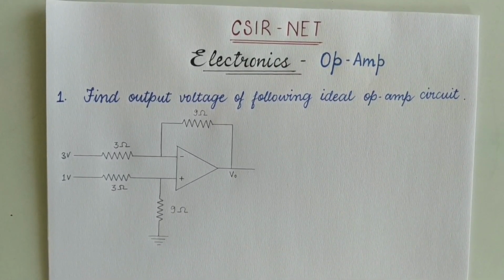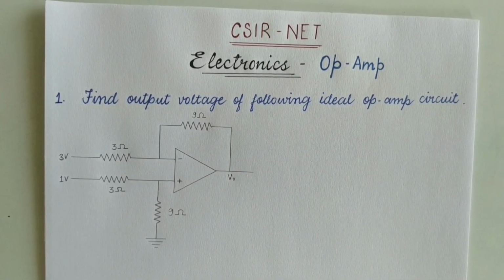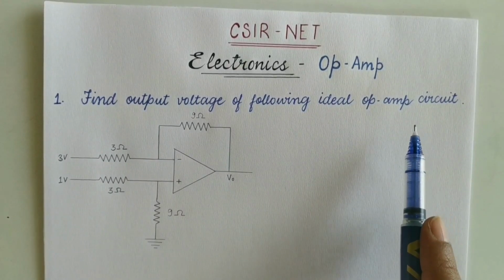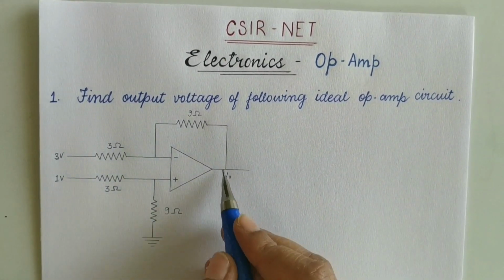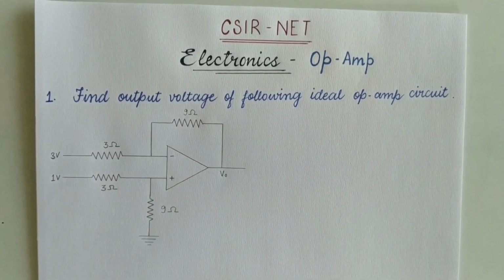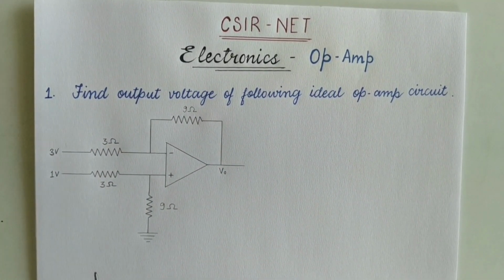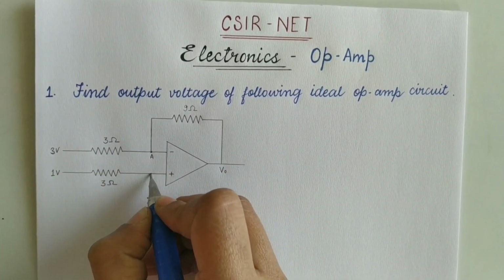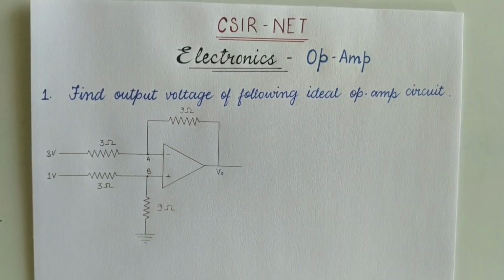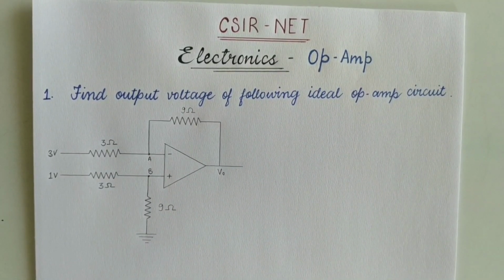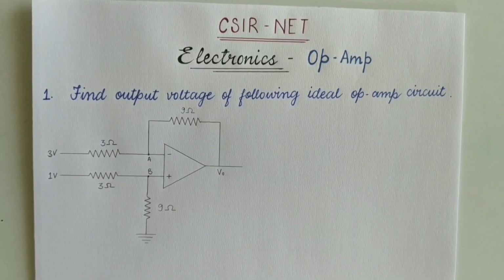So let's start. So here the first question is, find output voltage of following ideal OPAM circuit. So in this question we have to find this V0, which is output voltage. So let's first mark the points for our ease. Let's suppose this point is A and this point is B. The easiest way to solve any question of these types is by using Kirchhoff's law. What does it say? That the incoming current is equal to the outgoing current.